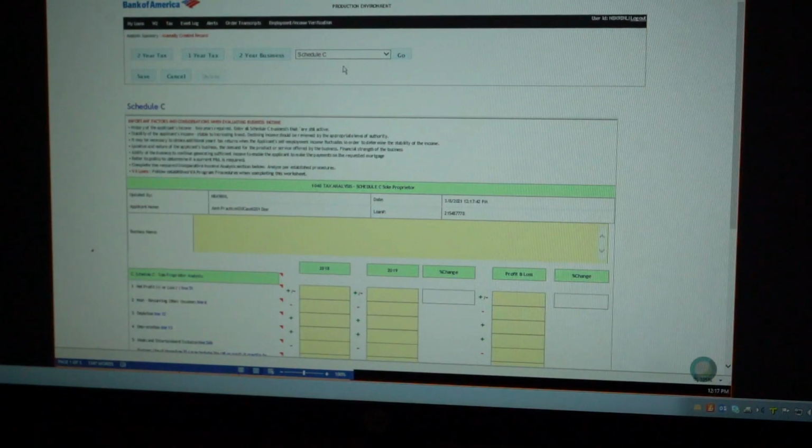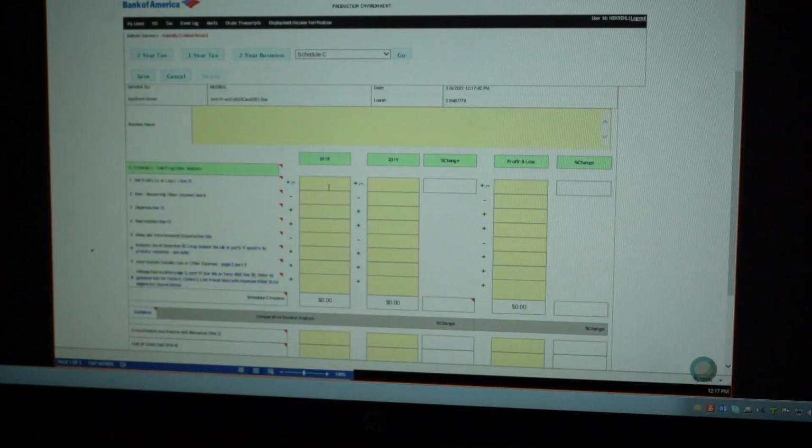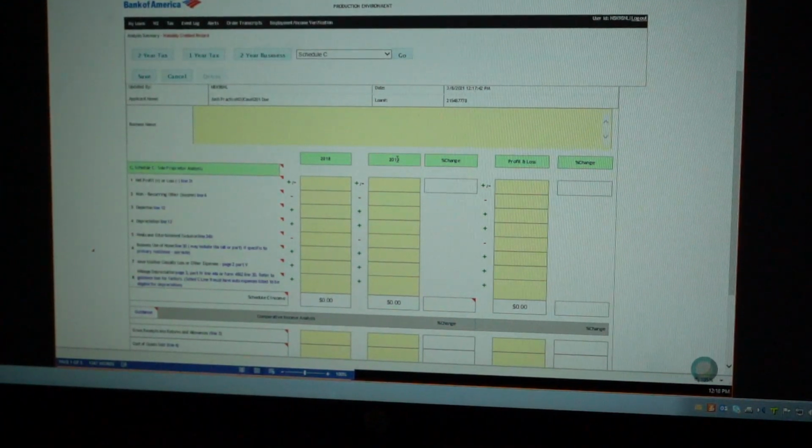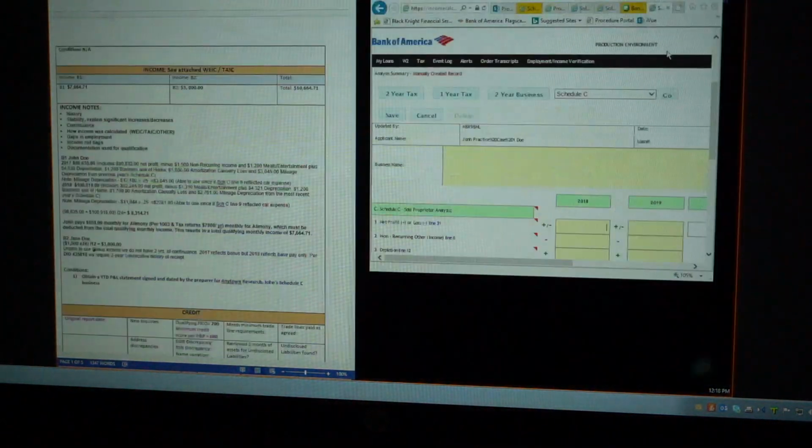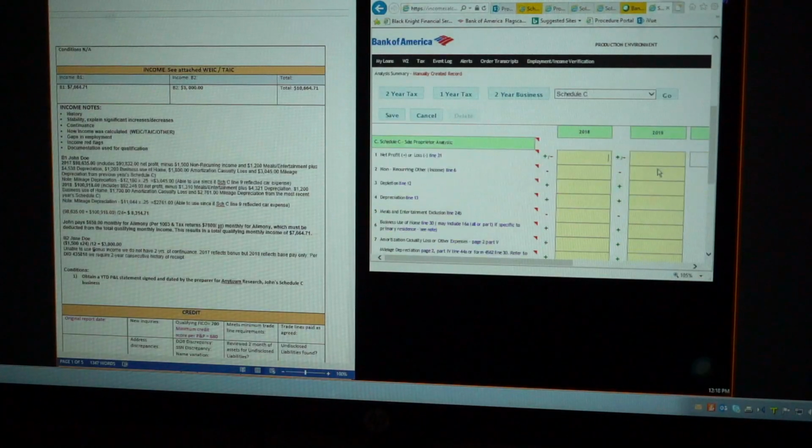So you're going to hit Schedule C, go, so you can get to the Schedule C analysis. Our years are 17 and 18, so obviously you have to make sure you put 17 and 18, and 18 and 19, because we no longer have 17 and 18 as a selection in the drop down. I think it's just 18 and 19. So you're going to put this information for 17. You're going to look at your tax returns. I can minimize this, put it side by side. Let me pull up the taxes over here.